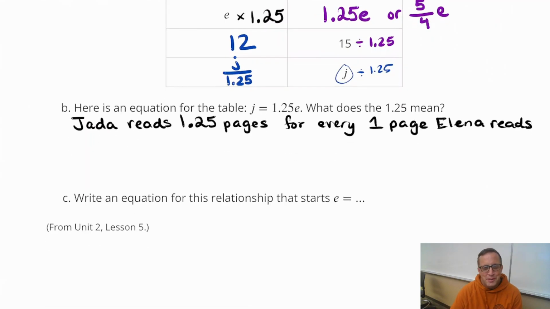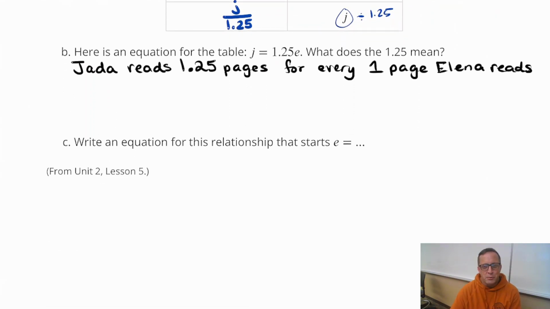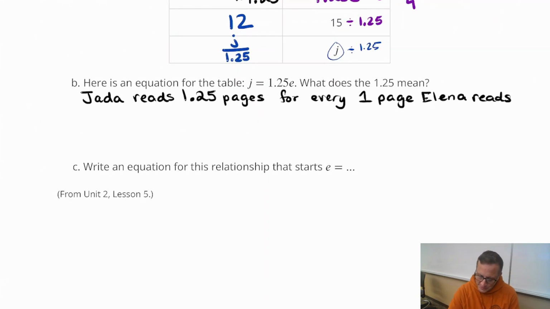All right, write an equation for this relationship that starts with E. All right, so E equals, and it's kind of like what I wrote over there. E equals J, I don't want to do that. Oh yeah, I can just do that. J divided by 1.25.